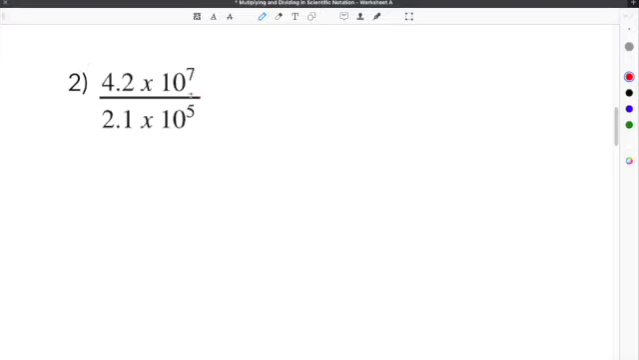When dividing in scientific notation, you will take the coefficients of the numbers written in scientific notation and you will divide them.